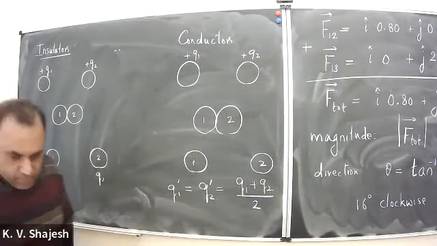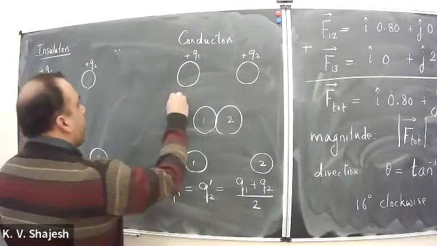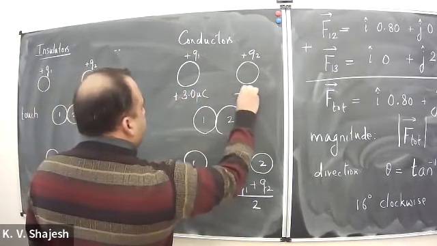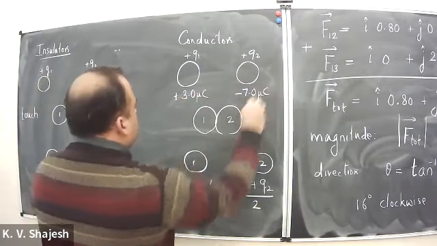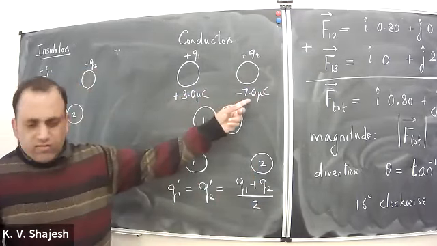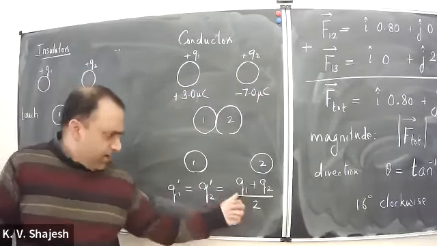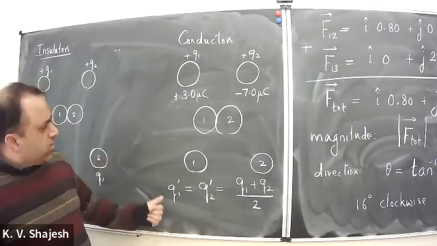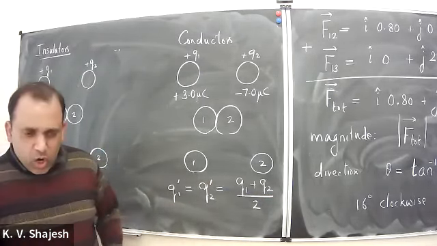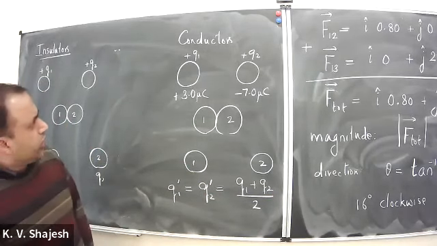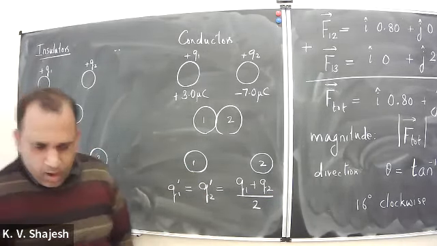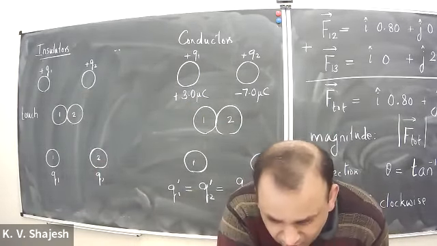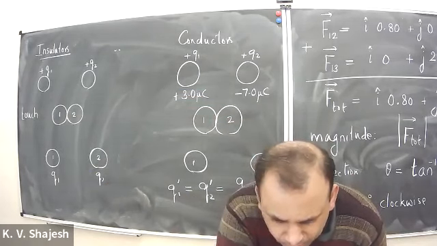Okay, and an example could be, for example, this could be plus 3 microcoulomb. This could be minus 7 microcoulomb. They cancel each other, minus 4 remains, and minus 4 divided by 2 will be minus 2 microcoulomb each, and that will be the charge on that. So that's a logical problem you can build, and there is a similar problem in your homework. Let me stop at this point. It's exactly 10:50, and thank you.